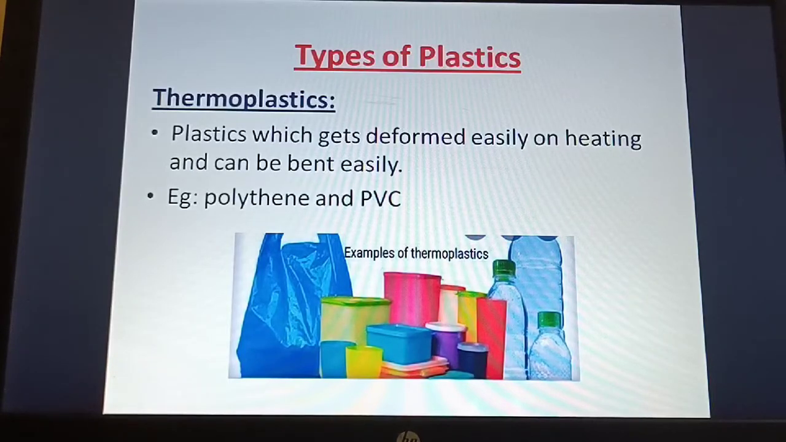Keep it on fire and it will bend a little, it can easily bend. Such plastics are called thermoplastics. That means they can easily melt. The shape will be deformed and gone, it can easily melt. For example, polythene and PVC.